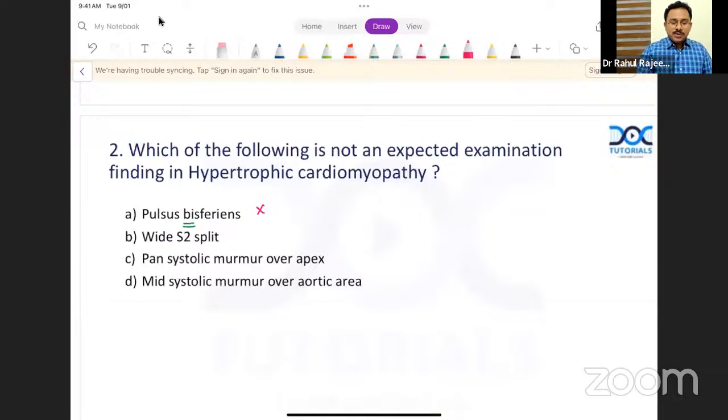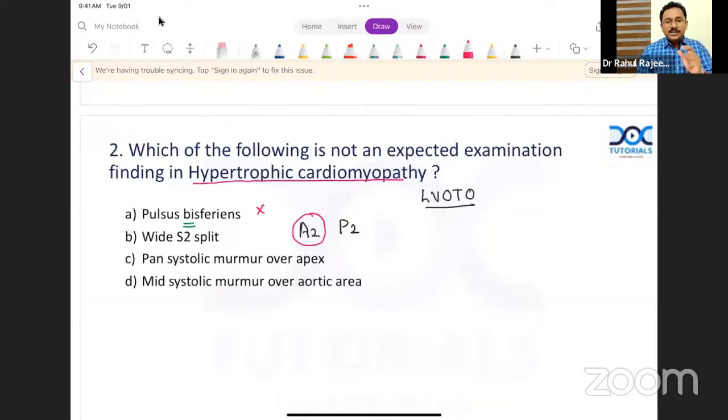Wide S2 split. You know that the second heart sound S2 consists of the A2 component and the P2 component. Normally, what happens first? It is A2 followed by P2. Now in hypertrophic cardiomyopathy, what is the problem? You have left ventricular outflow tract obstruction, LVOTO. So what will happen to the mechanical events on the left side of the heart? They will be delayed. So A2 will be delayed. What will happen to the gap between A2 and P2? Initially, it will be narrowed, so there is a chance that you may get a single S2.